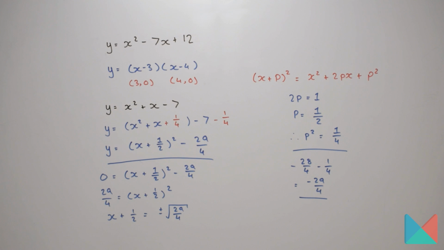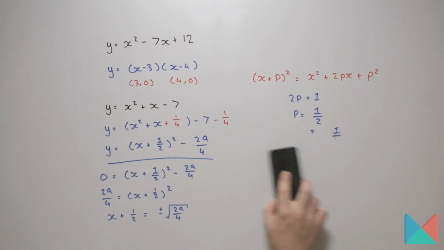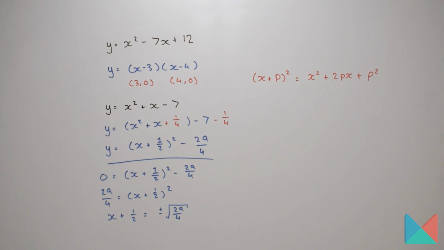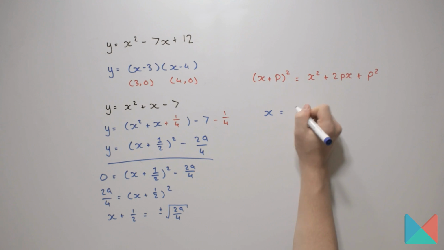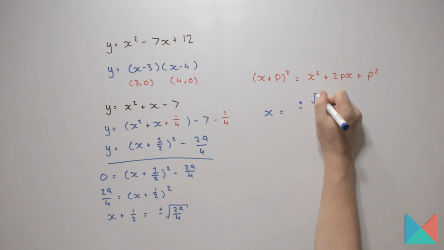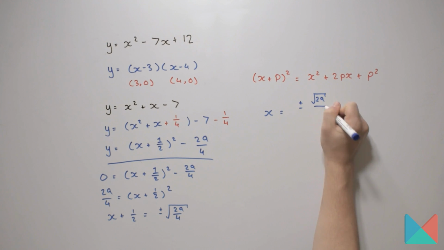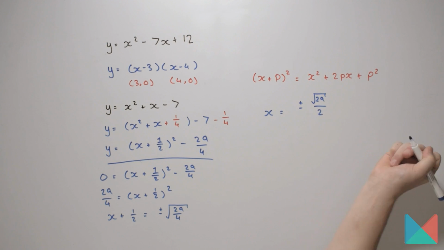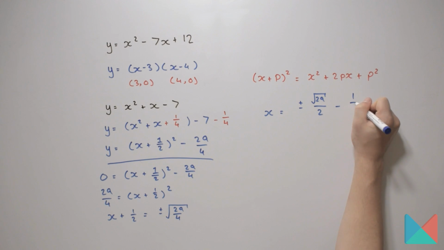And now if we rub out the right hand side to leave some room, we're going to have to solve for x, we're going to subtract a half to the other side. So we get x equals plus and take the square root of 29 over 4, which can simplify into the square root of 29 divided by the square root of 4, which is just 2. And then we got take a half.